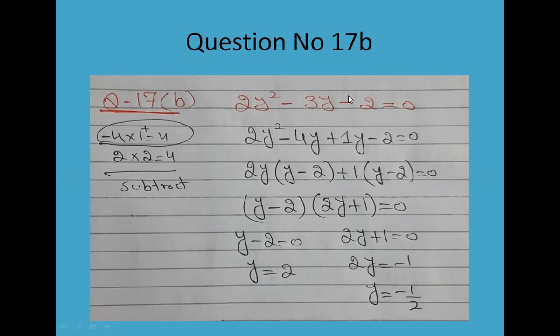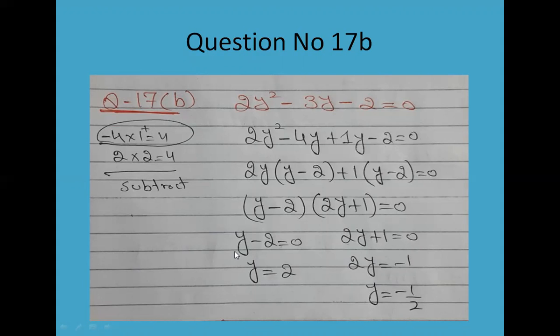So I will write the factors of 4 here. 1 into 4 is 4. 4 into 1 is 4. 2 into 2 is 4. And with the third term, we have a negative sign. So I have to choose that pair which by subtraction will give me minus 3. Okay. So I have chosen minus 4 and plus 1. So 2y squared minus 4y plus y minus 2 equals 0.